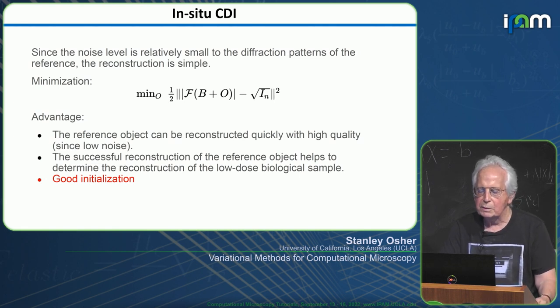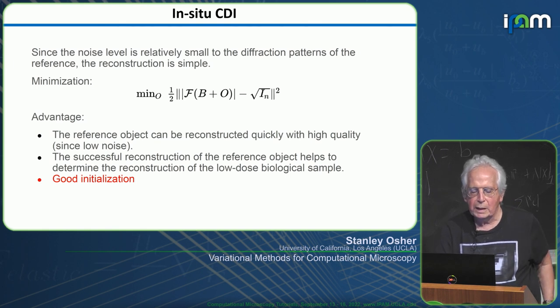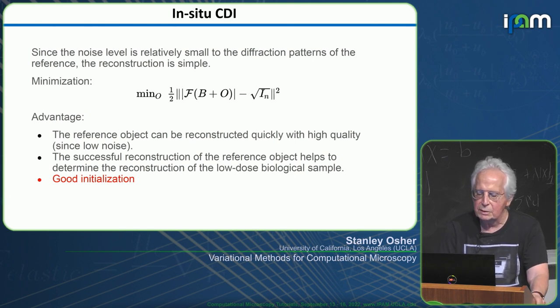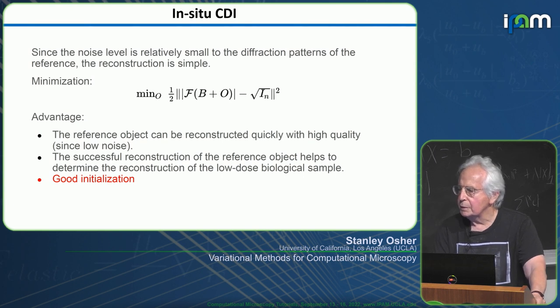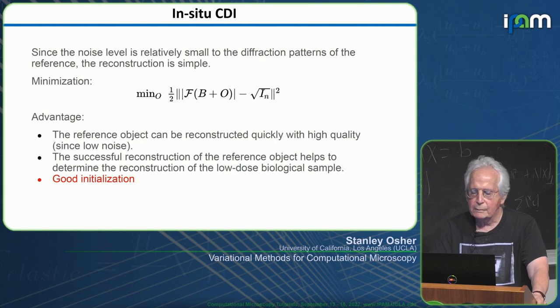Reconstruction is simple because the noise level for the whole thing is small because of B. So you do as before. And the advantage of this clever idea is the reference object can be reconstructed quickly with high quality, no low noise. Reconstruction enables you to determine the reconstruction of the low dose biological sample, and you have a good initialization. And you can initialize with just B, for example.